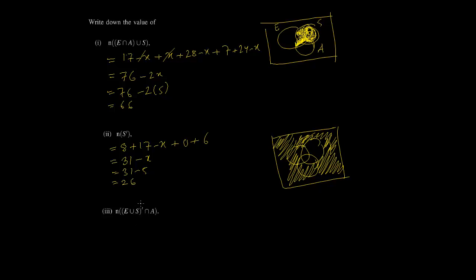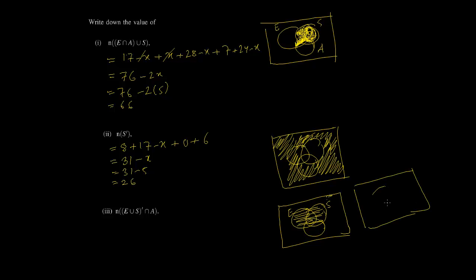Now the final one is E union S prime. First of all, we need to figure out what E union S is. This is E, this is S. But they didn't ask for E union S, they asked for E union S prime. So E union S prime means everything outside these two sets, intersection A. This is Africa, this is A. So everything outside this set means this one, which is common with A. So that's E union S prime intersection A. That region is going to be 0. We already know because this is only A. So this would be equal to 0.